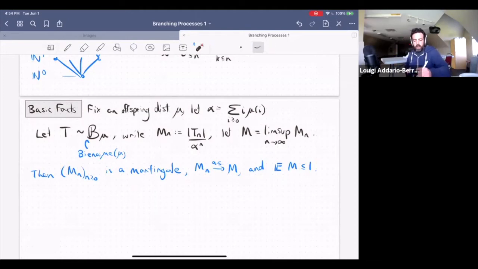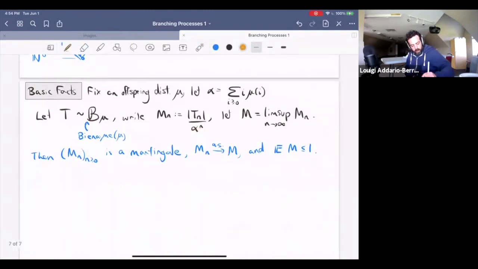I'll just mention, I'm not actually assuming here that alpha is finite, but if alpha is infinite, then all of these values are zero, say. And there's some question of what happens with infinity to the zero. Let me not worry about that. So that's one basic fact about branching processes.